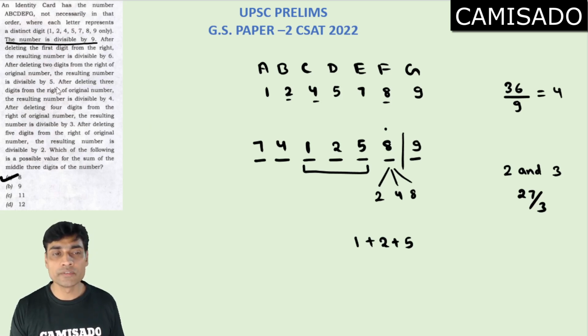Now the next part is, after deleting 2 digits from the right of the original number, the resulting number is divisible by 5. Friends, we all know that a number is divisible by 5 when its last digit is either 0 or 5.